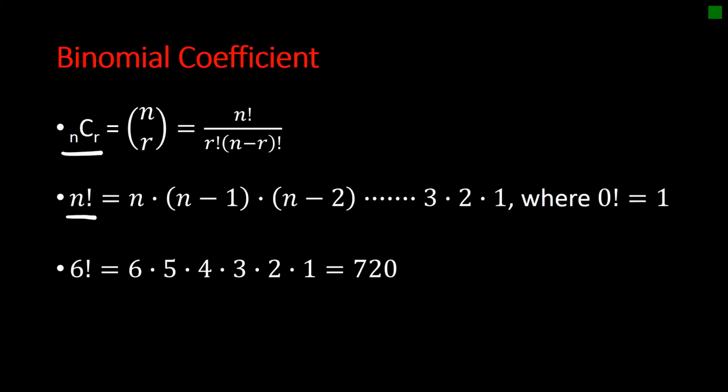Now, what is this factorial? You should see n factorial on your calculator. That means it's going to be n times n minus 1 times n minus 2 all the way down to 3 times 2 times 1. So something like 6 factorial would be 6 times 5 times 4 times 3 times 2 times 1, and that equals 720. One thing we also need to note is that 0 factorial is defined to be 1.